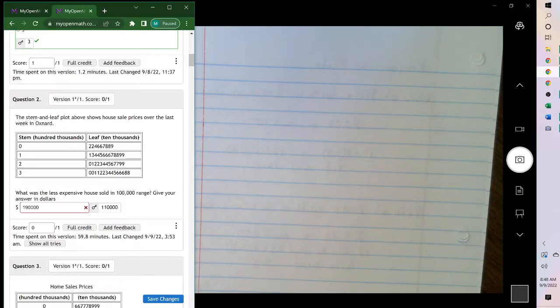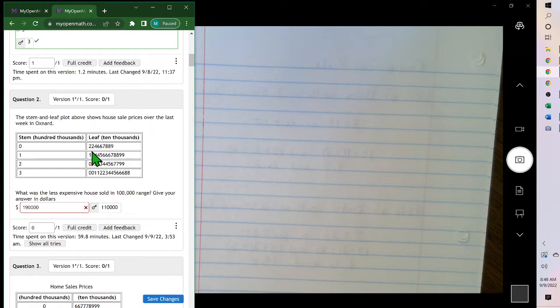Hello. For stem and leaf plots, this one they're telling you that these ones are 100,000. So this would not be 100,000. It would actually be 10,000 because it's 0 in the 100,000s position. So these are in the 10,000s. This would be a 20,000.